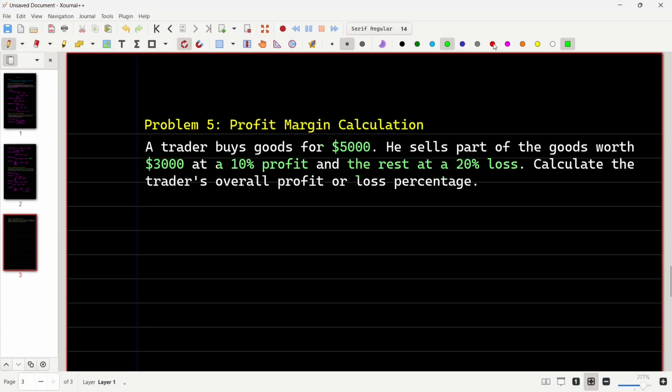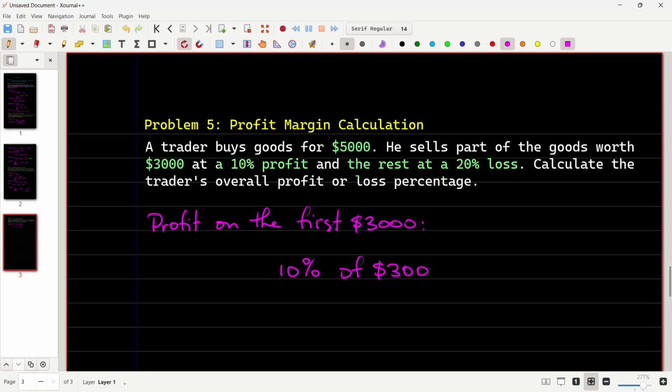Okay, so the first thing that we want to do is identify what profit he made on the first part. Well, profit on the first $3,000, right? We can check that as 10% of 3,000, and that would be equal to 10 divided by 100 multiplied by 3,000, and we get $300.